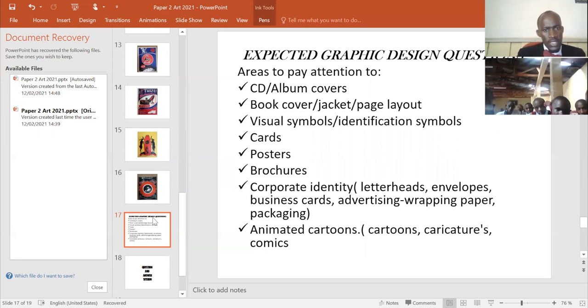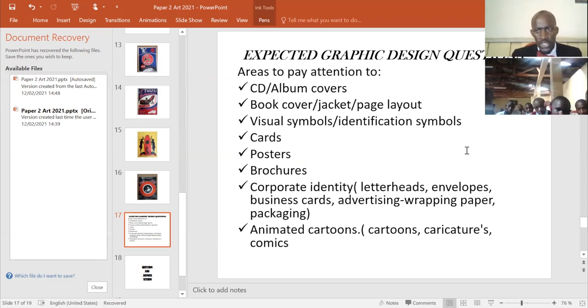In the last years, in 2017, the candidates were asked to create a book cover. In 2018, they were asked to create a CD sleeve. In 2019, they talked about a poster. So with those trends, we expect the candidates to pay attention to the following forms of art in graphic design.